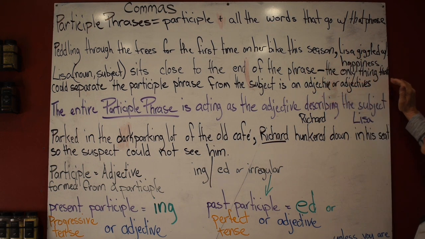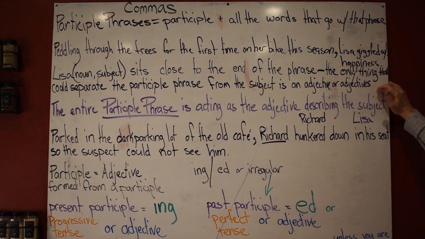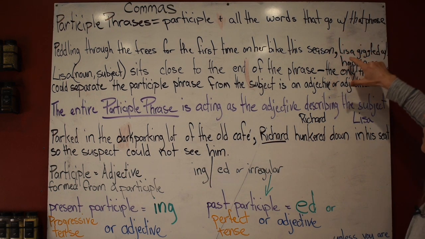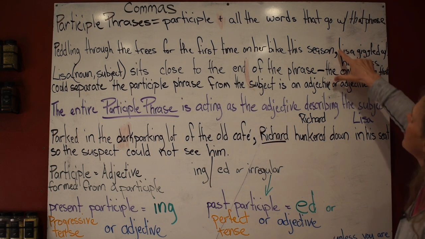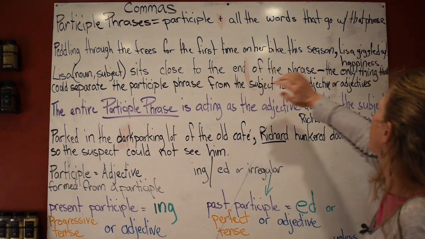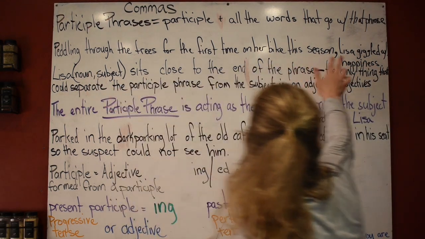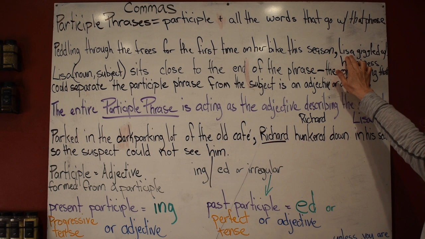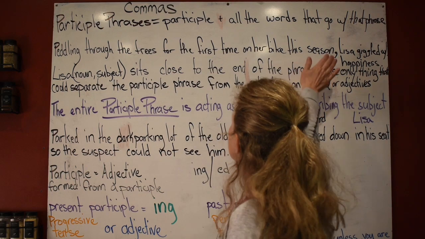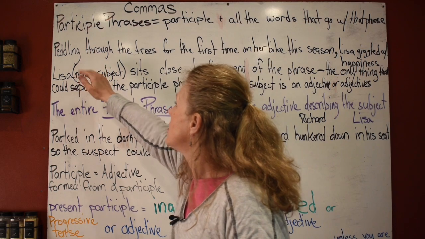Now, the only thing that can separate the participle phrase from the subject is an adjective or adjectives. So you can have other adjectives describing Lisa right here in between them, but that's the only thing you can have between this entire phrase and Lisa, the subject or the noun. You have the comma, then your subject or the noun.